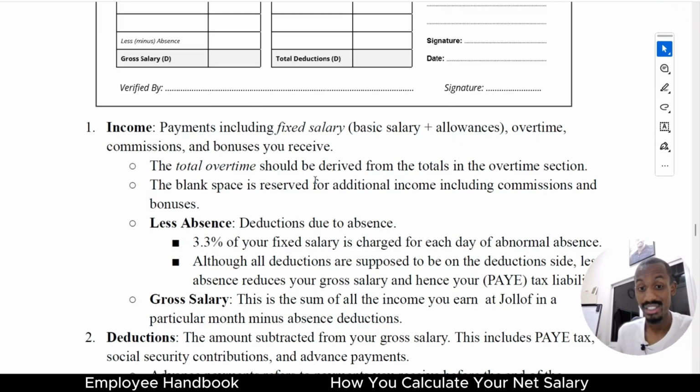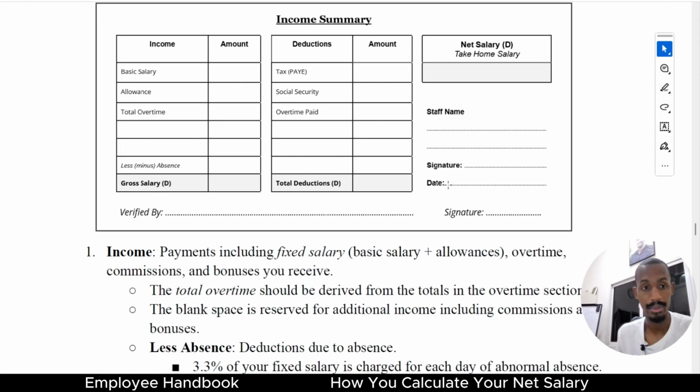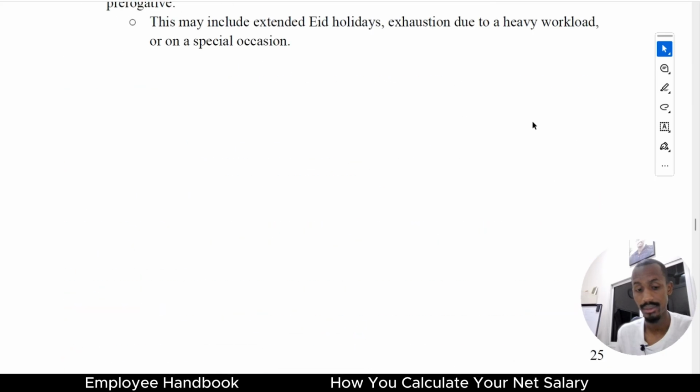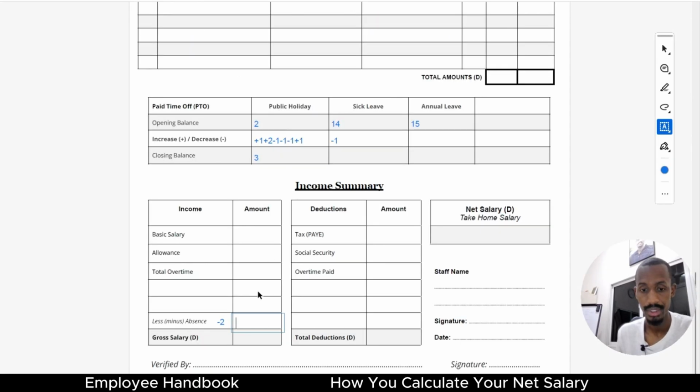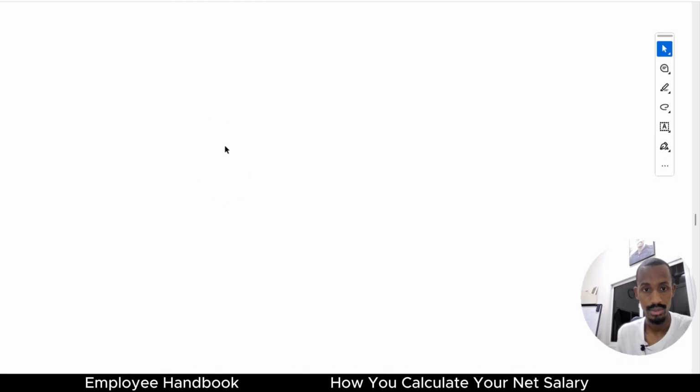The total overtime should be derived from the totals of the overtime section. Remember, what you record here is the total from the attendance form. The total overtime here is supposed to be the total amount of overtime you receive.